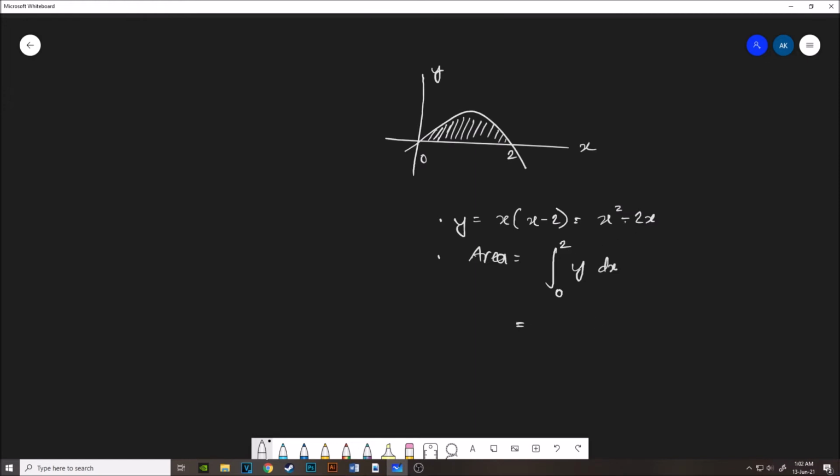We know that y equals x square minus 2x, so we will integrate x square minus 2x with respect to x, then x cube by 3 minus 2x square by 2. I'm not writing the c because it will cancel out, with limits 2 and 0. So basically this will turn out to be 8 by 3 minus 4, the whole thing minus 0 minus 0. So that is how you get your answer, and this is how you calculate the shaded area under the curve.